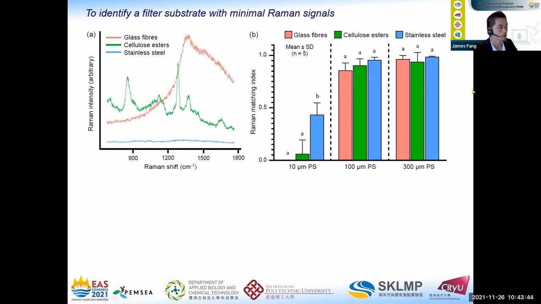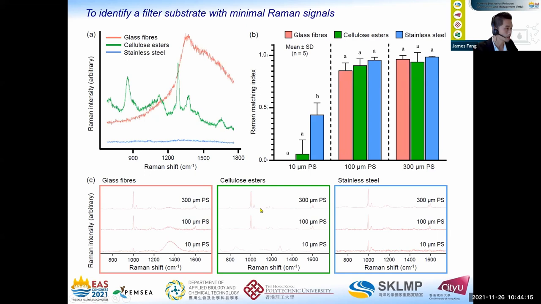We found that for the larger particle size, larger than 100 micron, the effect of filter paper seems to be okay. All types of filter paper are doing well in this particle identification under Raman spectrometry. However, when the particle size reduces to around 10 micron, the glass fiber and cellulose ester just don't work.